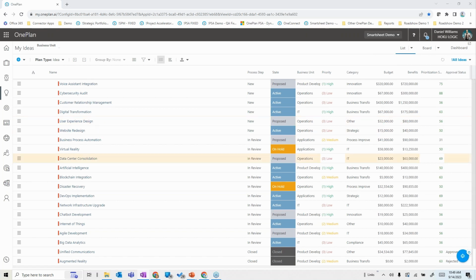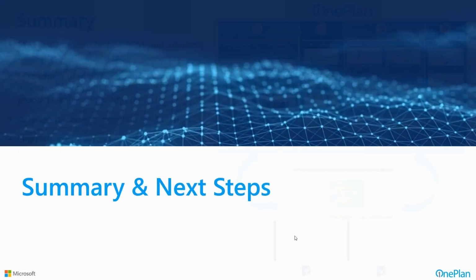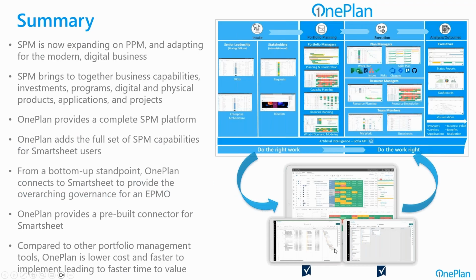So with that, let me go back to our slides, and let's wrap this up with summary and next steps. So to recap, strategic portfolio management is now expanding on what we've been doing over the years in project portfolio management traditionally, and adapting for the modern digital business. SPM brings together business capabilities, investments, programs, digital and physical products, applications, and projects into a complex mix, but really makes sense out of it for us.